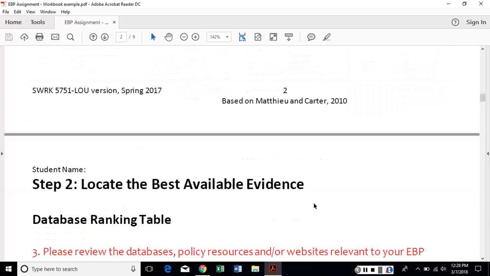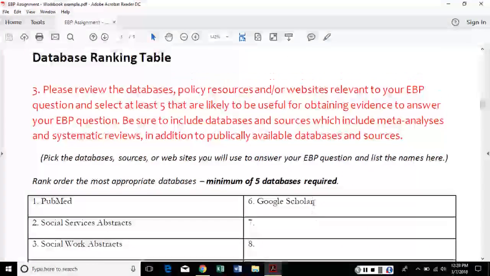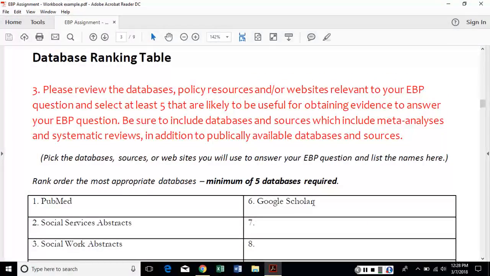Okay, the next step is going to be looking at databases. Databases is where we search for information. These are clearinghouses of research articles. Google Scholar is simply one example. You are going to need to select 5 databases that are going to help guide you in your research and be applicable to your research question, okay?